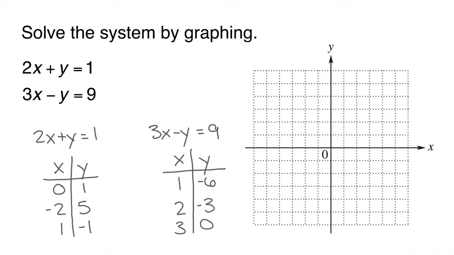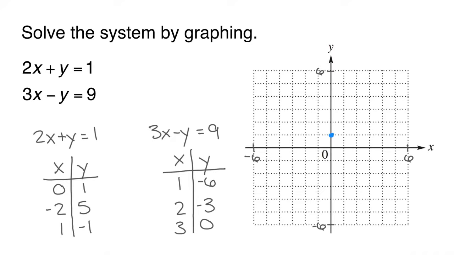We'll start by graphing 2x plus y equals 1. To do that, we'll let each dotted line on our coordinate grid represent 1 unit. So the maximum on each axis will be 6, and the minimum will be negative 6. And we'll first plot the y-intercept, 0, 1. So we find 1 on the y-axis and plot a point.